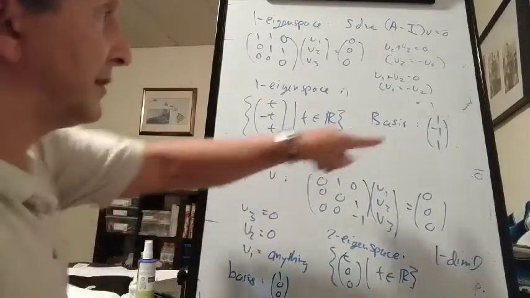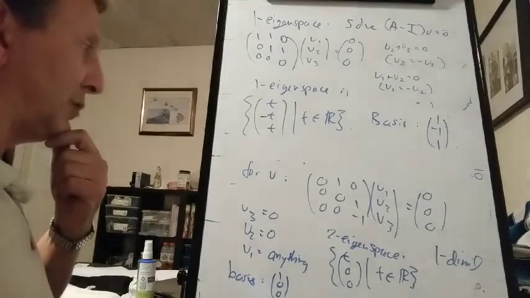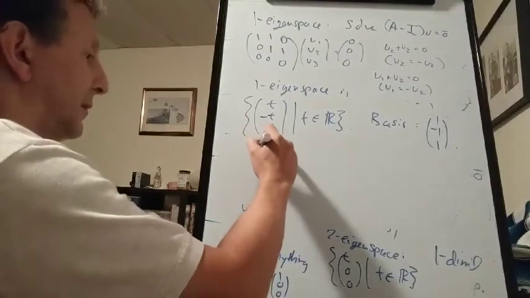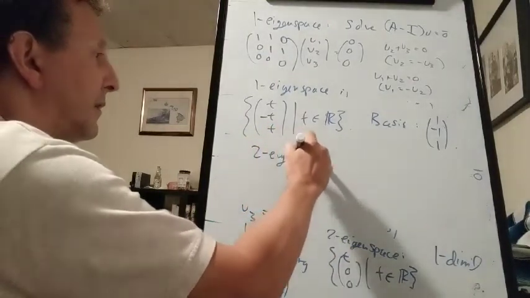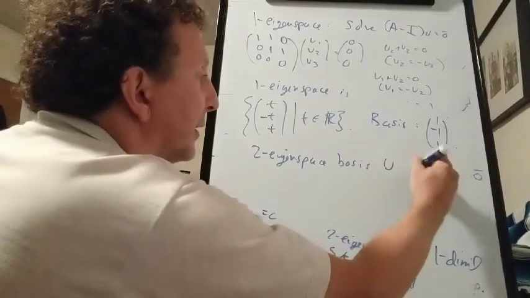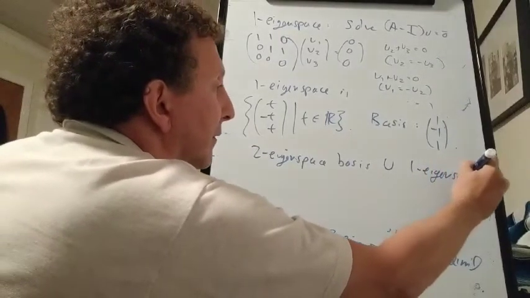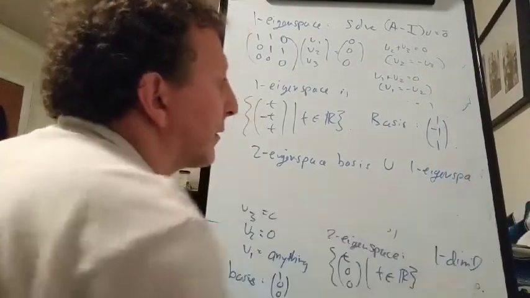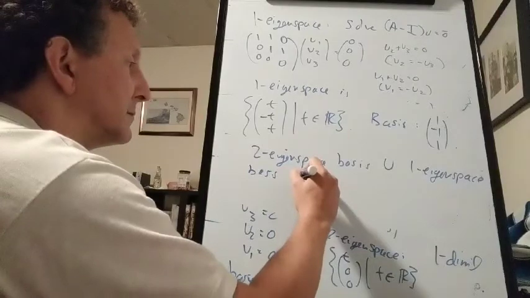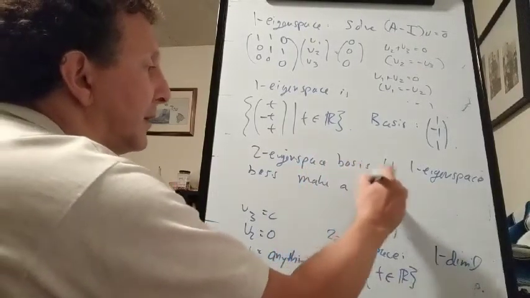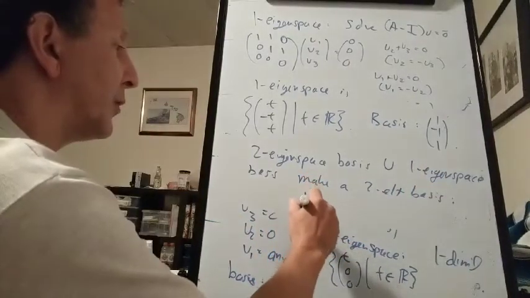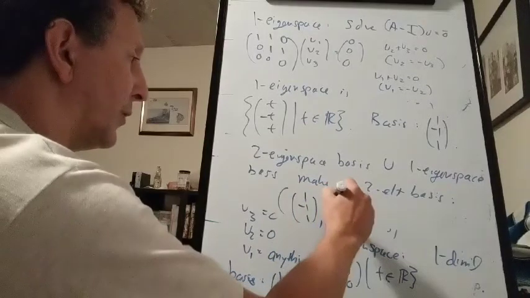So the 2 eigenspace basis and the 1 eigenspace basis together make a 2-element basis: 1, negative 1, 1, and 1, 0, 0. That spans only a 2-dimensional space.